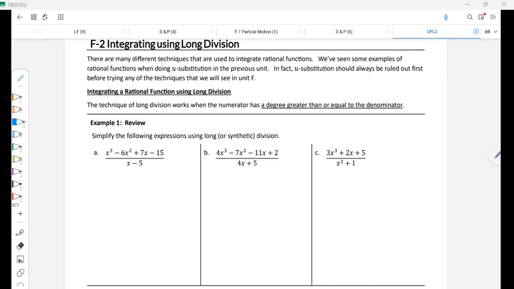We're going to integrate using long division whenever we see that we have polynomials in the numerator and the denominator, and the power is higher in the numerator. In most cases, the thing in the denominator is linear. I said most cases because you can see over here in example C, that is not linear. So in most cases, you'll have something linear in the denominator.